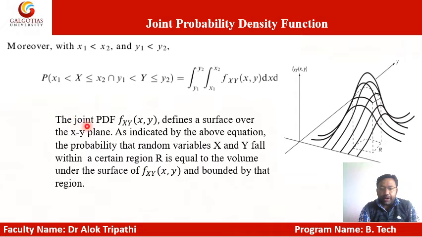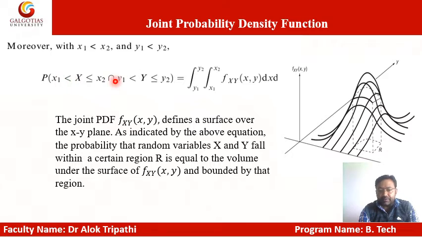Okay, so the joint probability density function will define a surface over the xy plane. You can see here, this is the surface given. Now if we want to find the probability of some region as indicated by the above equation, that is the probability that random variables x and y fall within a certain region R. From here you can see this is your variable x, denoted on the x-axis, and this is your random variable y, denoted on the y-axis.